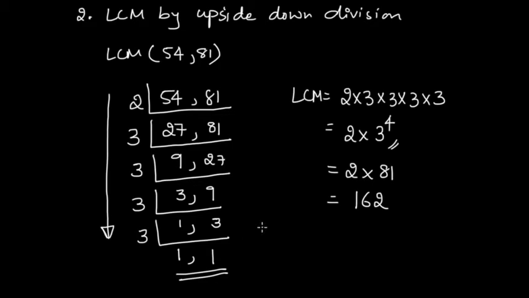That's all it is. It's a pretty straightforward method. Just start off side by side and always remember to use the lowest possible factor. So in this case 2. Always start off with the lowest. Okay, so that was LCM by upside down division. We'll also see some more examples in the next part of this lecture.